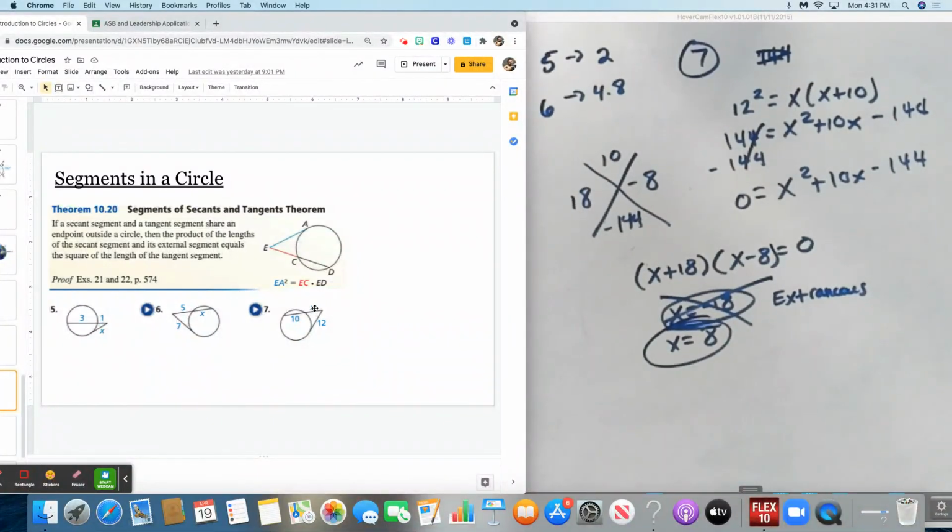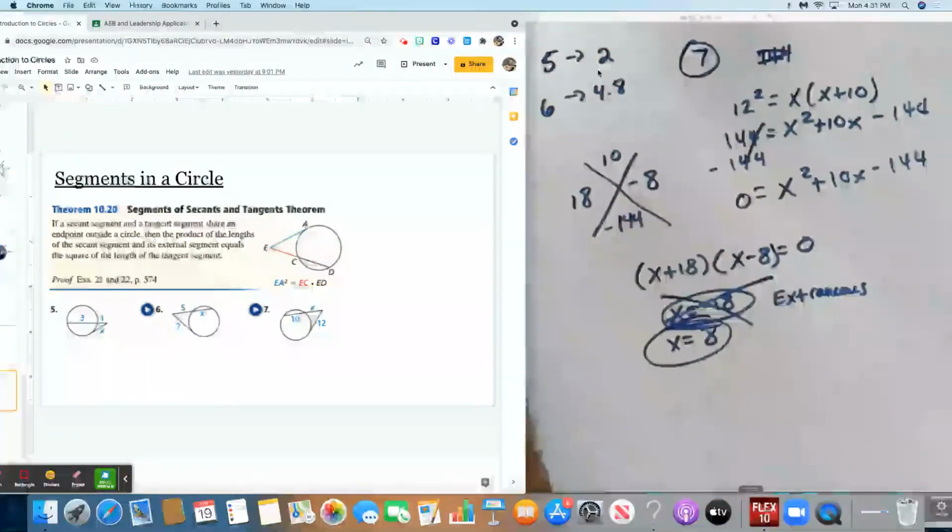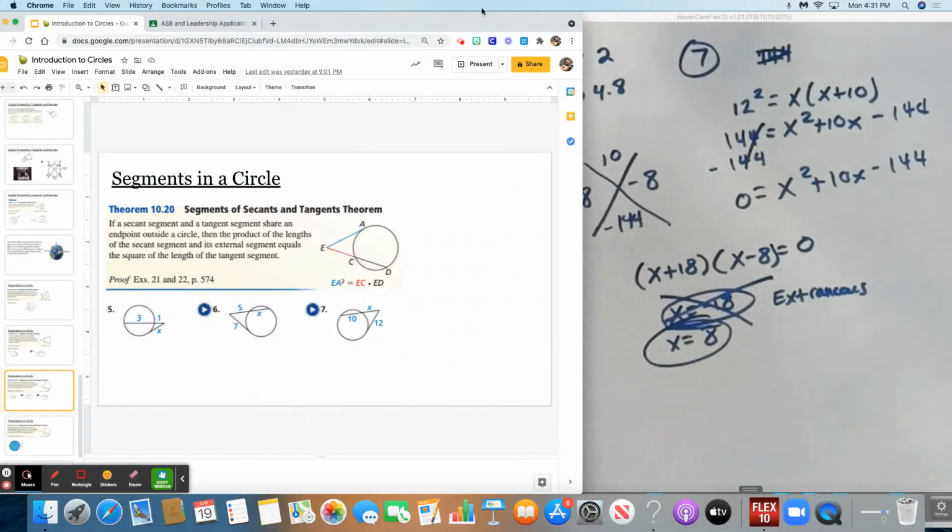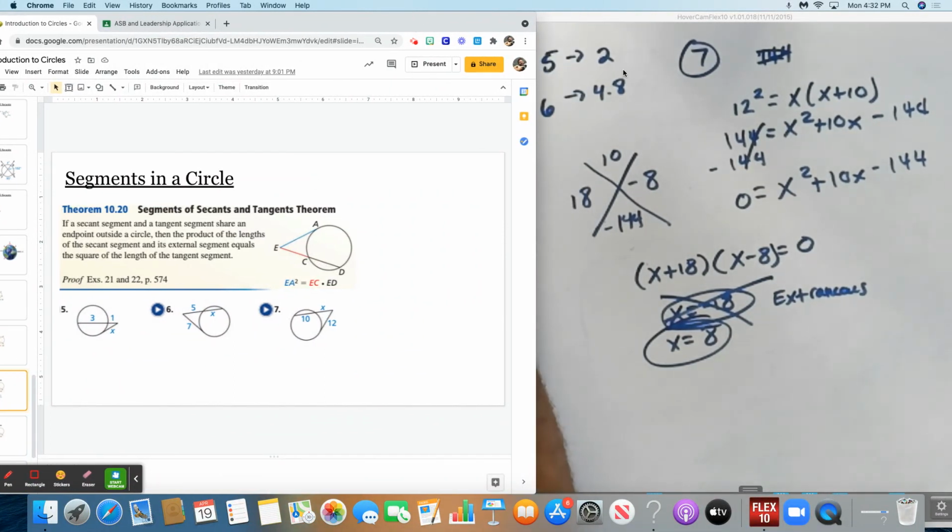And then really quick before you go, I'm going to check these two answers over here just to make sure you can practice that and get your feedback. Yeah, you can go ahead and do this as well. So yeah, 5 is going to be 2 and 6 is going to be 4.8.